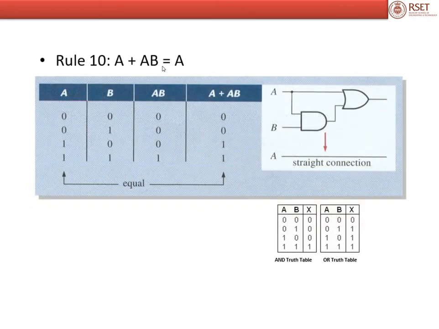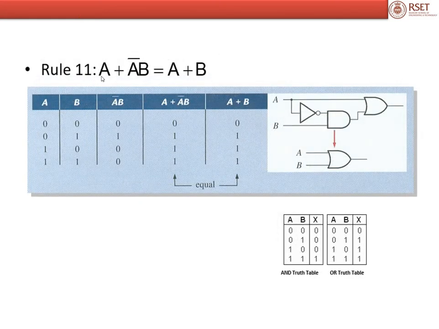Rule number 10 is A plus AB is equal to A. So it can be proved using a table where you will write the possible values of A and B. That's 0 0, 0 1, 1 0 and 1 1. Next we will take the value for AB, then A plus AB. So clearly from this table you can say that A plus AB is equal to A, that is 0, 0, 1, 1.